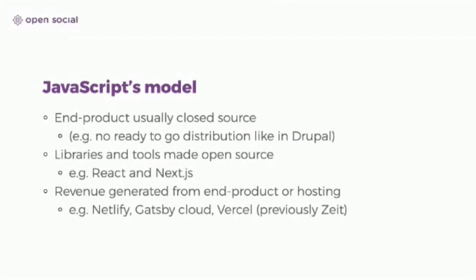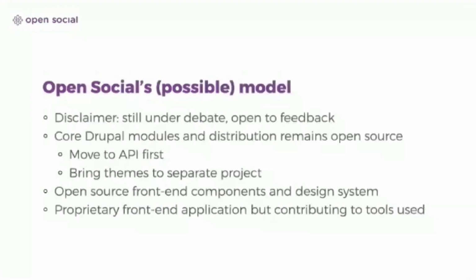One model that we're looking at, and this is still under debate and very much open to feedback, for our JavaScript front end, is that we're going to keep our distribution for Drupal as is. The only thing we will do is move the theme out of the distribution itself into a separate project and make the distribution API first. From the JavaScript side, we'll open source the front-end components and design systems, but probably keep the front-end application proprietary. Of course, while doing this, we will contribute to the tools we use as much as possible.